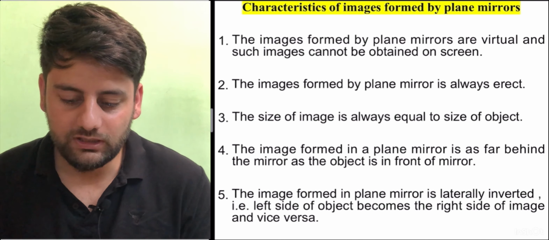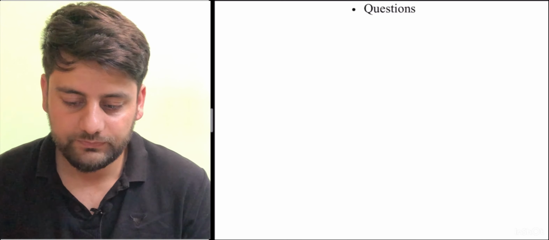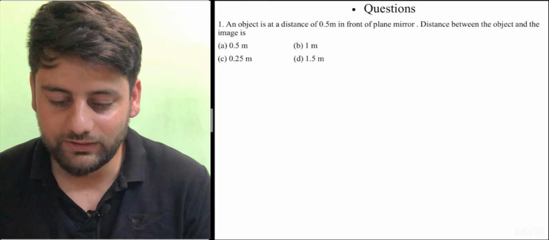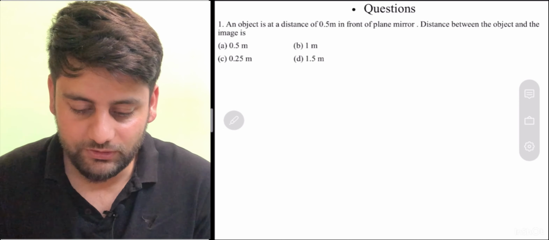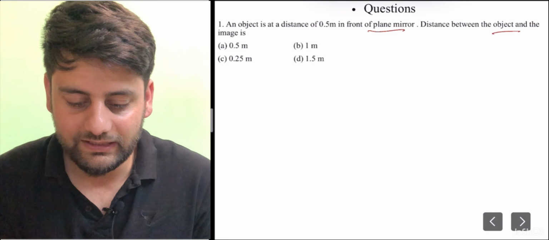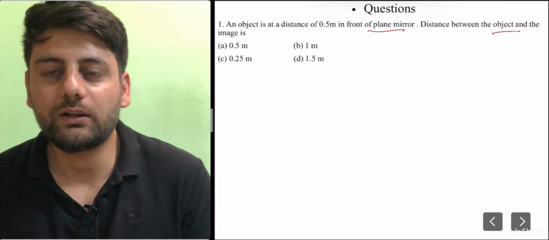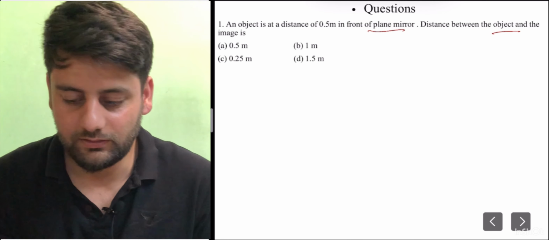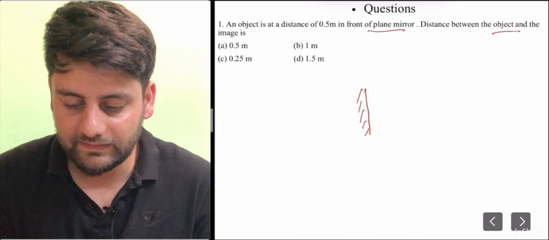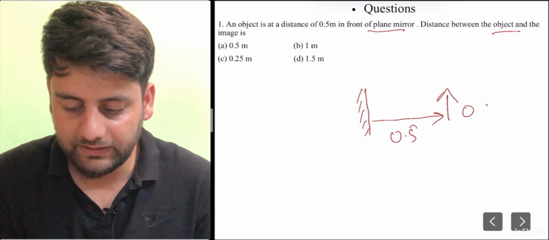Now let's talk about some questions. The first question is: an object is at a distance of 0.5 meter in front of a plane mirror, and the distance between the object and the image is. It is basically asking us the distance between the object and the image. Suppose this is my mirror and this is my object, and this object is at a distance of 0.5 meters.